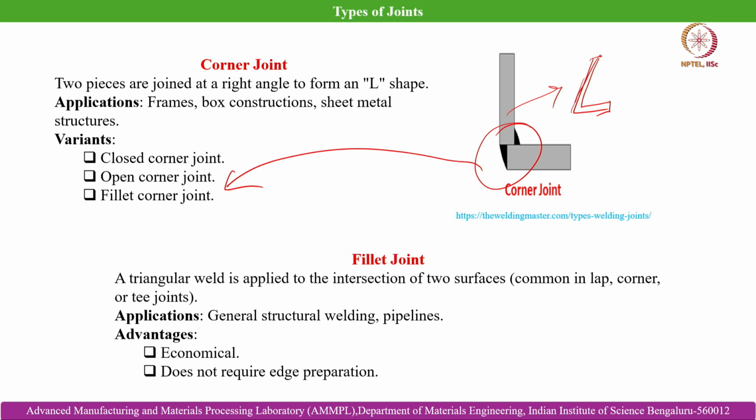And then fillet joint, it is a triangular weld which is applied to the intersection of two surfaces. It is very common in lap, corner and T joints.